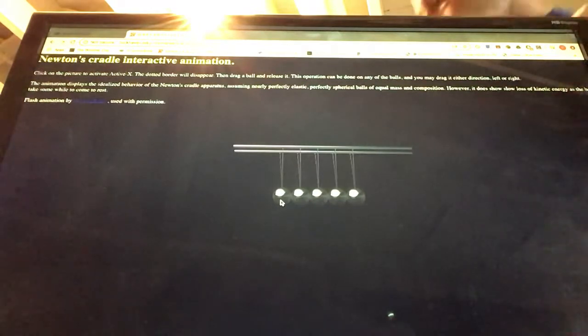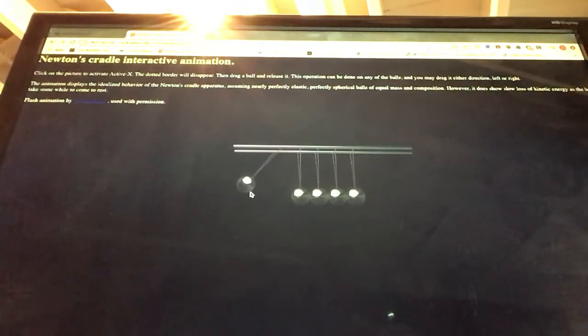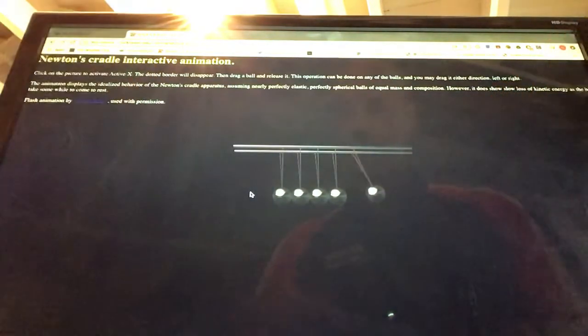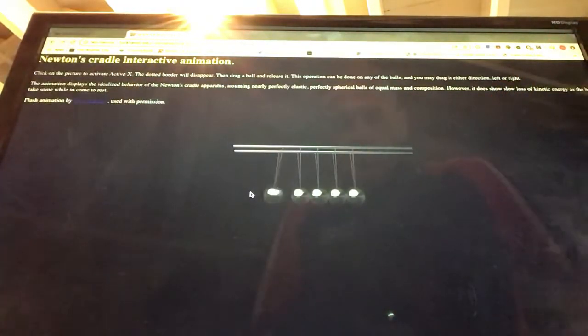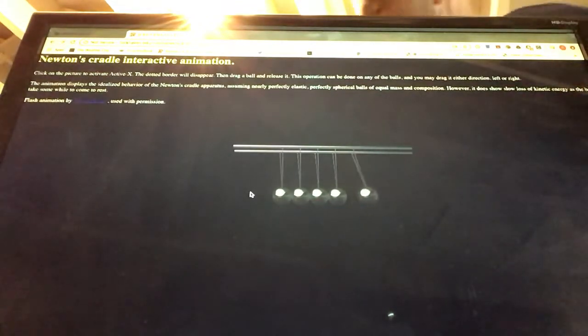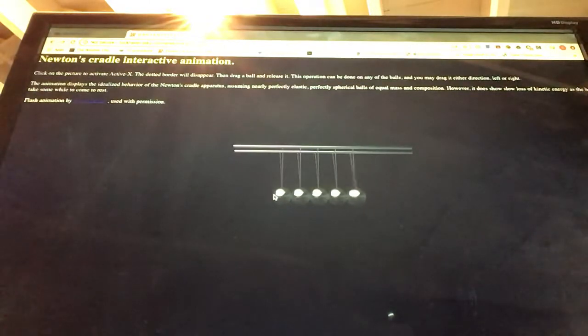Objects at rest remain at rest unless acted upon by an unbalanced force. Objects in motion remain in motion at a constant velocity and in a straight line unless acted upon by an unbalanced force. So that's the first law. Now it's in motion. There are a couple of forces acting on it. Gravity is pulling down on it, bringing it back to center. And it's not moving in a straight line because the wire is attached, causing it to go in a curve. So there's some unbalanced force.